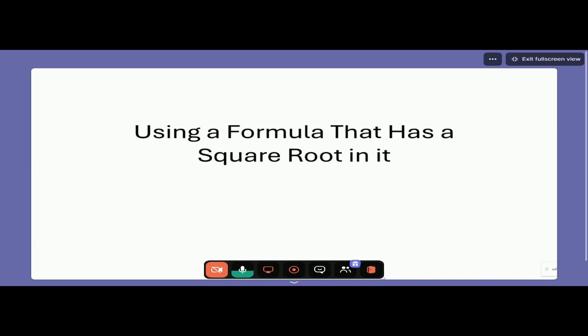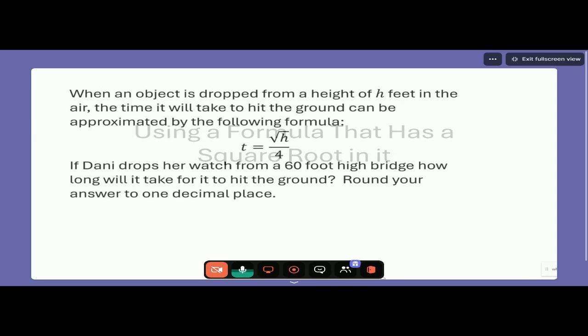Okay, quick little video here on using a formula that happens to have a square root sign in it. We're going to do two examples with two different formulas. The first one: when an object is dropped from a height of h feet, so h is measured in feet, in the air, the time it will take to hit the ground can be approximated by the following formula, t equals the square root of h divided by 4.